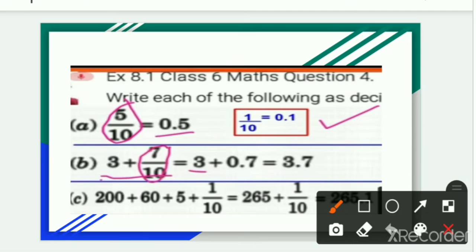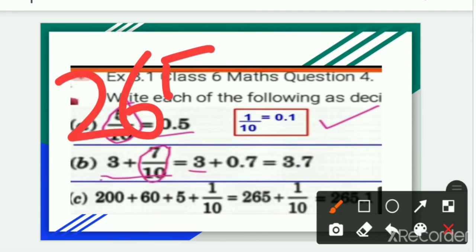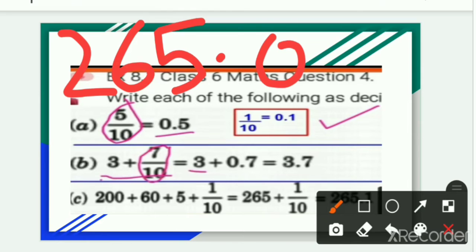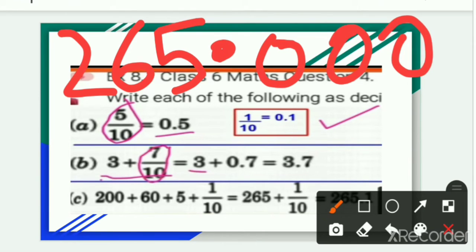How to add a number and a decimal? This is the number and this is the decimal form. What I have told you, just write the number and the decimal form. Like how you will write 265 and you will write the decimal and then you will write the 1. Okay, this way also you can do, or you can increase the 0 behind 265. Make a decimal here and increase 0 here. How many zeros you want, you can do.